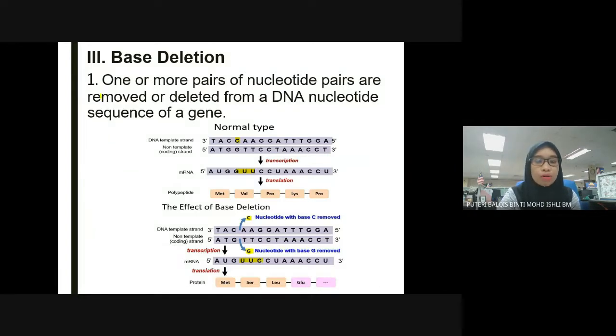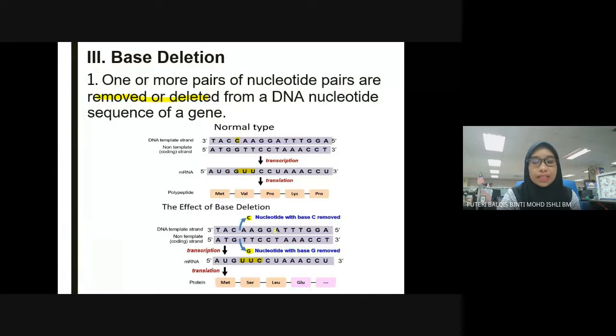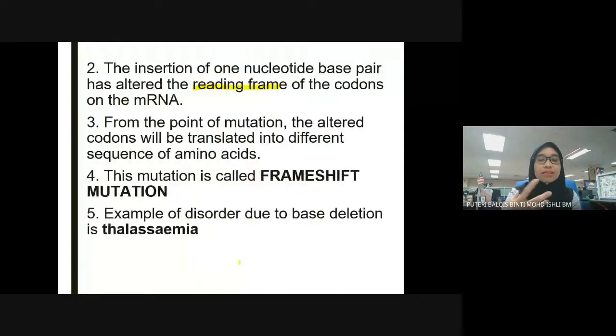So removed or deleted. So what happened is, the deletion of one nucleotide base pair has altered the reading frame of the codons on the mRNA. So what happened? Kita dah baca lain. Okay, mula-mula ni kita baca betul. Methionine. Tapi bila kita dah delete, kita akan baca jadi sepatutnya GUU, kita akan baca sebagai UUC. Okay, dia akan alter the reading frame.